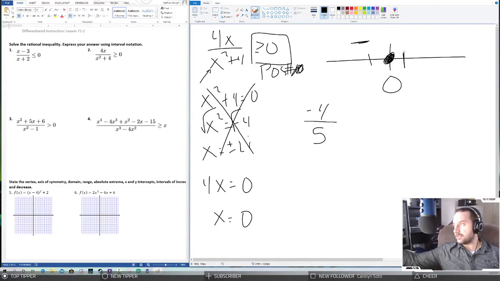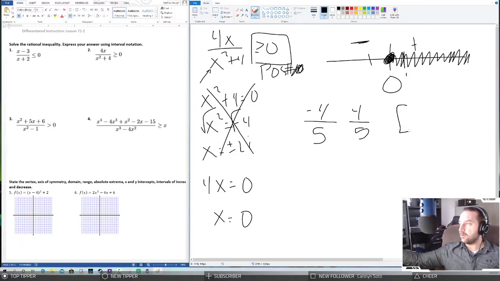Plugging in +1: 4 times 1 is 4. 1 squared is 1. 1 plus 4 is 5. So that's going to be positive. The values that are positive are my solution. And so that's going to be from 0 to infinity.